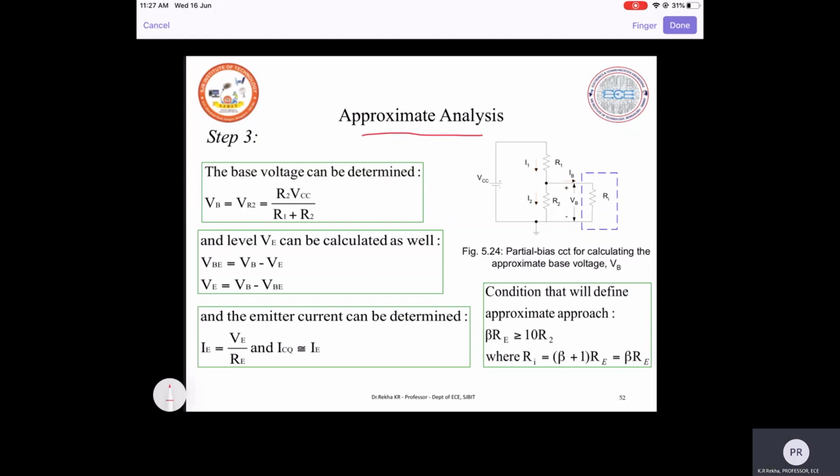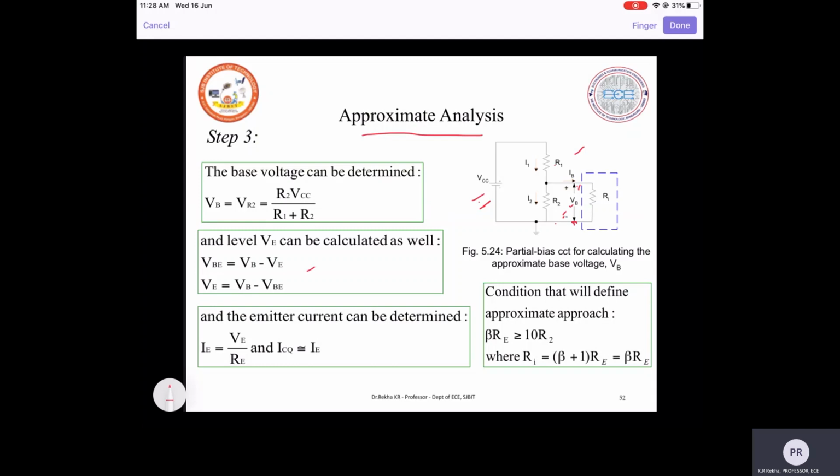So how to find the base voltage? The base voltage can be determined with respect to this equivalent circuit. You check out what happens and you have to find the voltage across this. So apply the potential divider rule. The output voltage is VCC times that resistance divided by the sum of the resistances. So VB is VCC into R2 divided by R1 plus R2. Once you have got VB, VBE is VB minus VE.